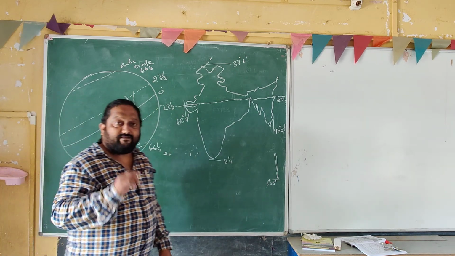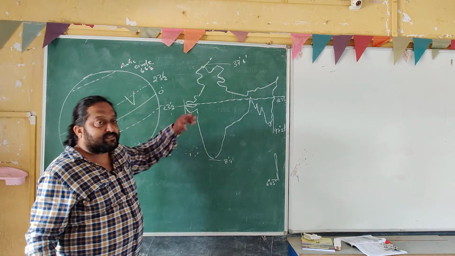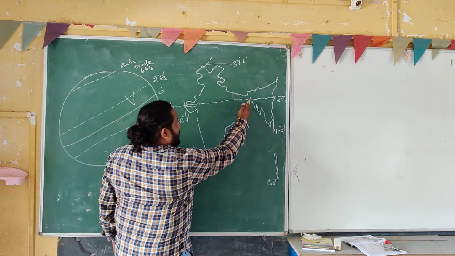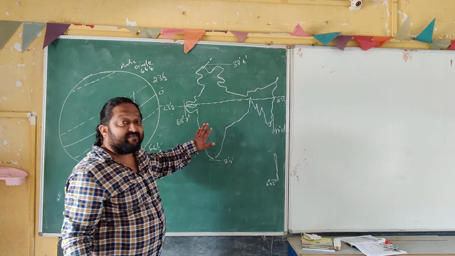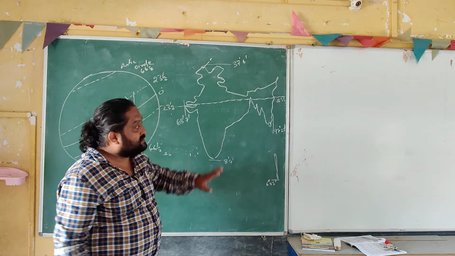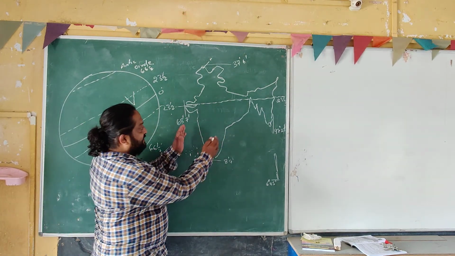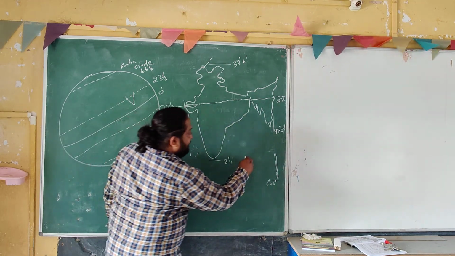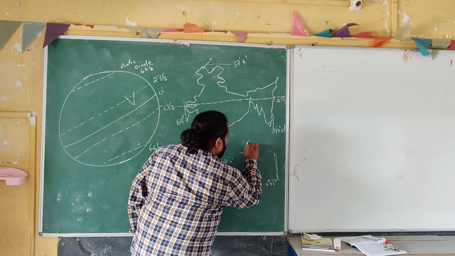Next one. We are going to know something more about India. India is called a peninsular country. Why is it called a peninsular country? Because three parts of India, that is the eastern part, the western part and the southern part, we will mark it in this way. Okay.